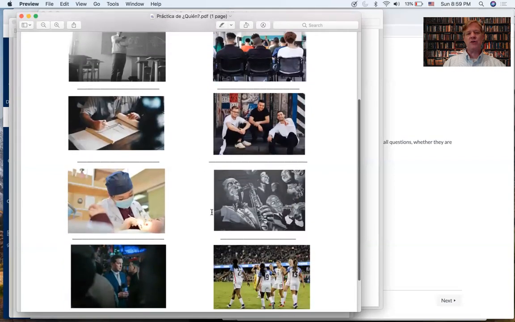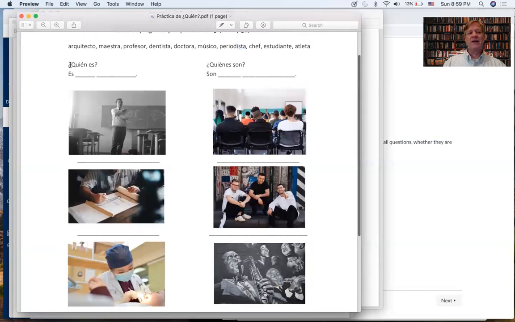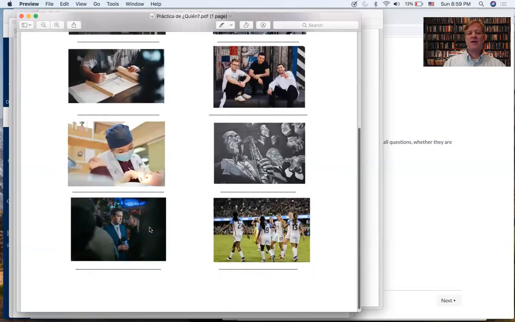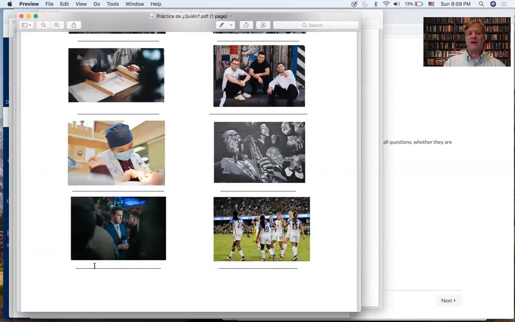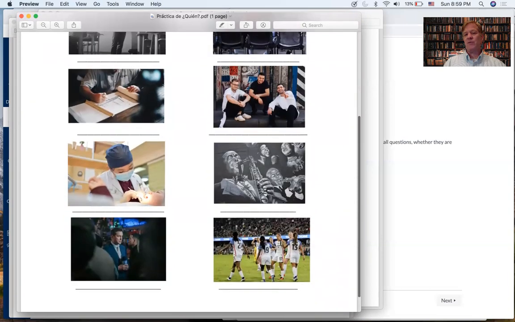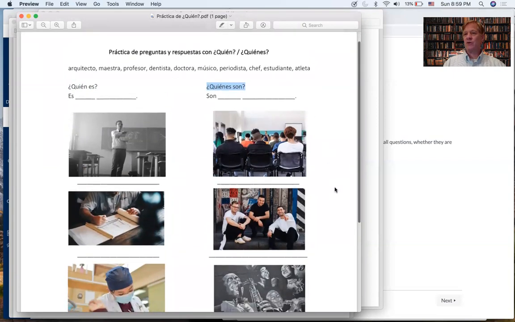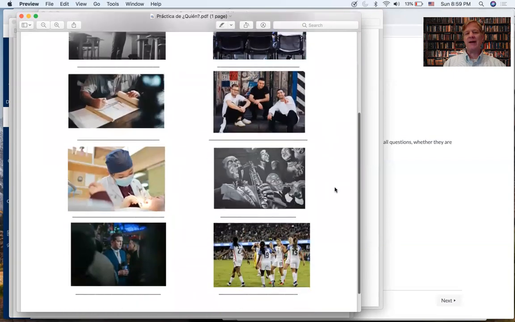So can you find the journalist in this picture? That's correct. It's this 4th one on the first column. This man is a journalist. He's asking some questions. There's a microphone. So I would ask, ¿quién es? And you would say, el señor es periodista. I've put some plural people on the 2nd column for you to practice the plural form. ¿Quiénes son? So practice that, and I'll see you in class.